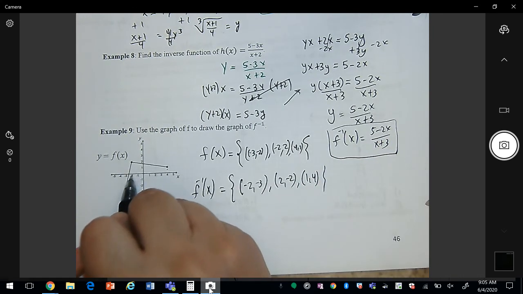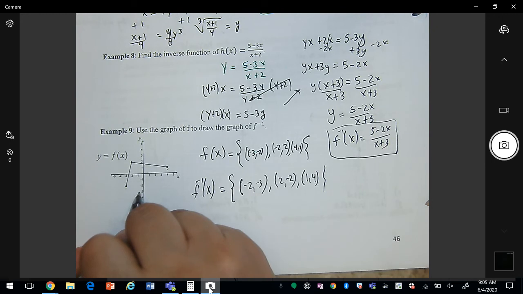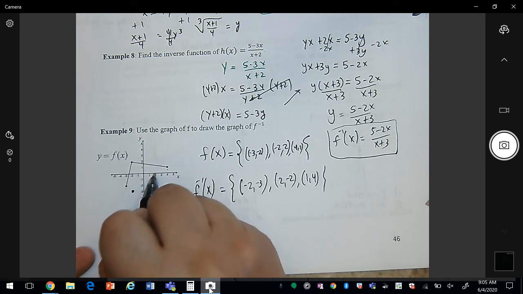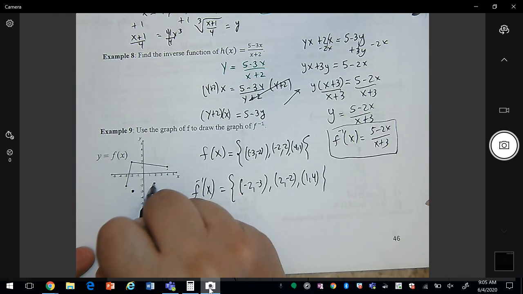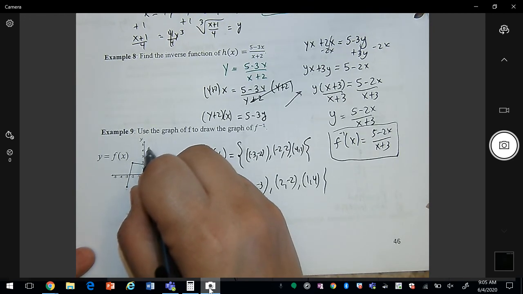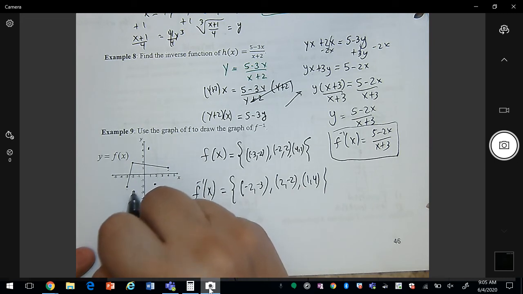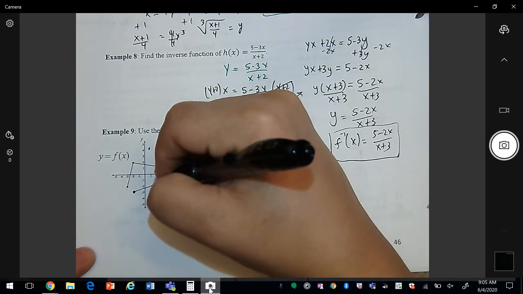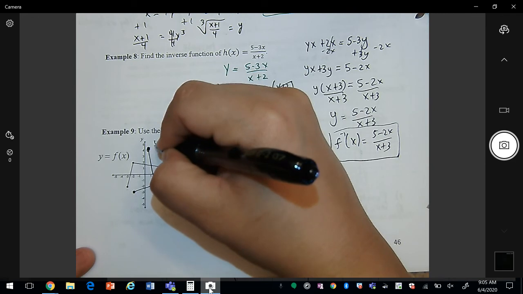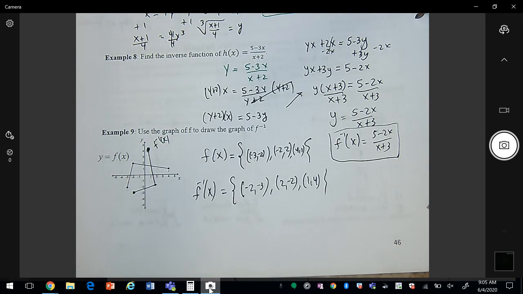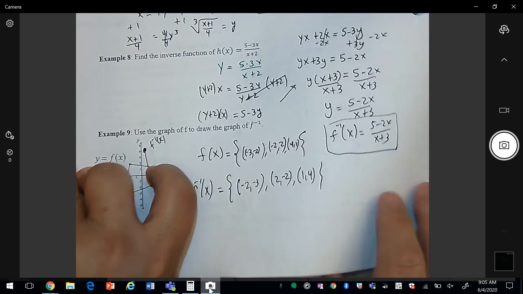So -2 and -3 is right here. 2 and -2 is right here. And 1 and 4 is up here. So my graph will look like this. Okay. So that is the end of section 1.9.